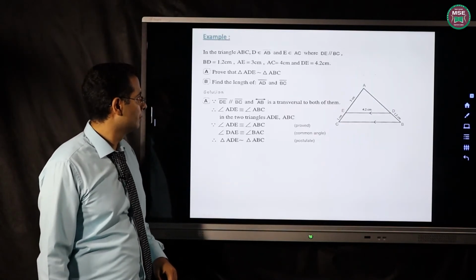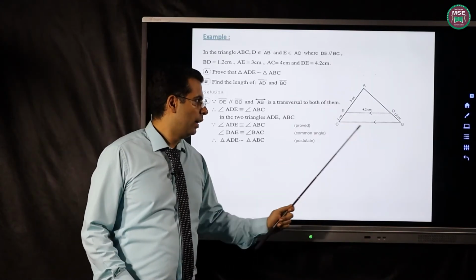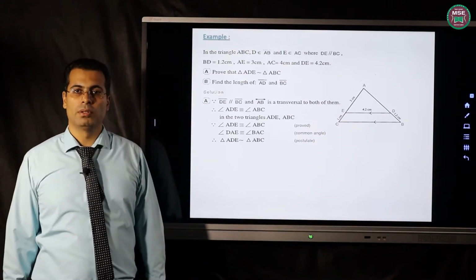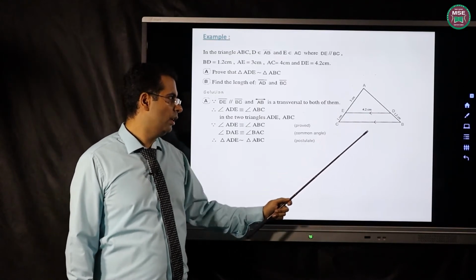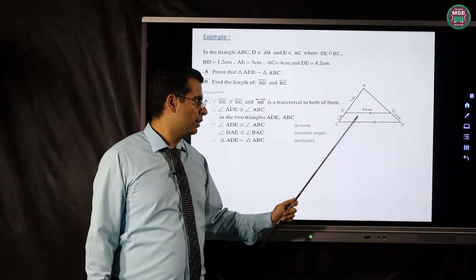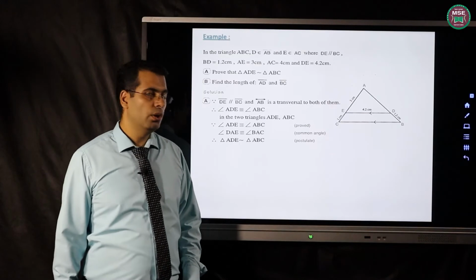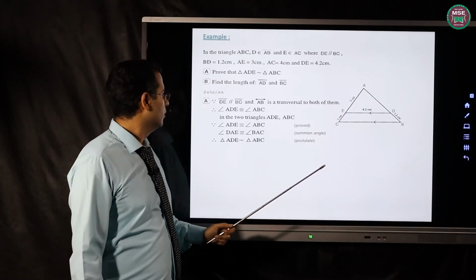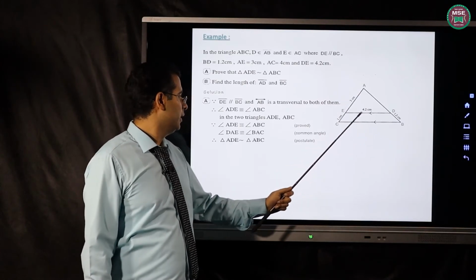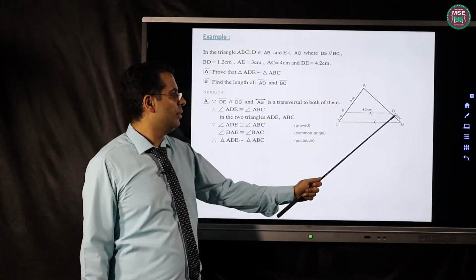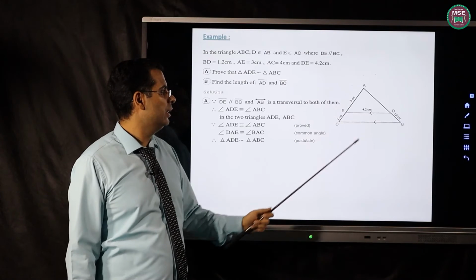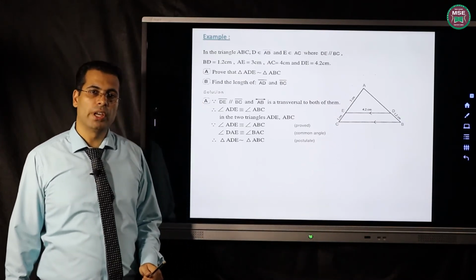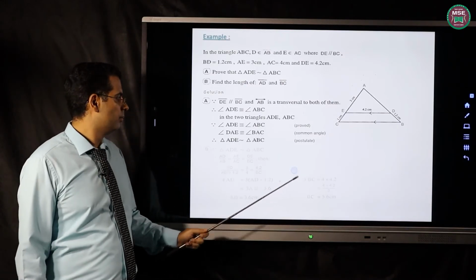Another example: we have a triangle and we have a parallel line inside it. Since DE is parallel to BC, therefore triangle ADE is similar to triangle ABC. With the steps: because A is a common angle, the measure of angle ADE equals the measure of angle B, corresponding angles, and the measure of angle AED equals the measure of angle C, corresponding angles. Therefore, the 2 triangles are similar.